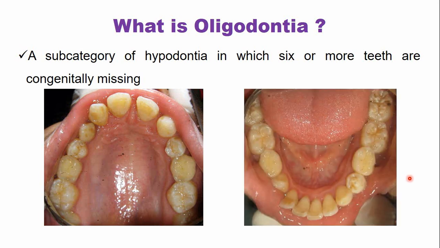In the mandibular dental arch, this is the central incisor, lateral incisor, canine, first premolar. The second premolar is missing, and there is a retained mandibular deciduous second molar. Similarly, on the left side, this is the central, lateral, canine, and the first premolar, and the second premolar is missing, and the third molars are also missing in this patient. So there are 6 or more teeth congenitally missing in this case, and this type of hypodontia is known as oligodontia.